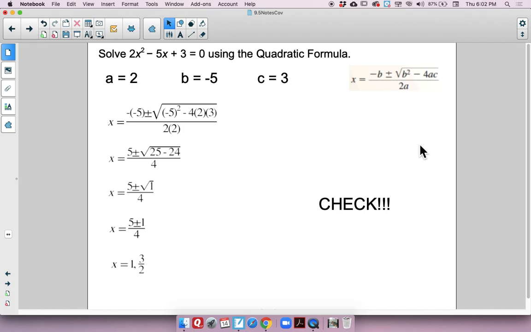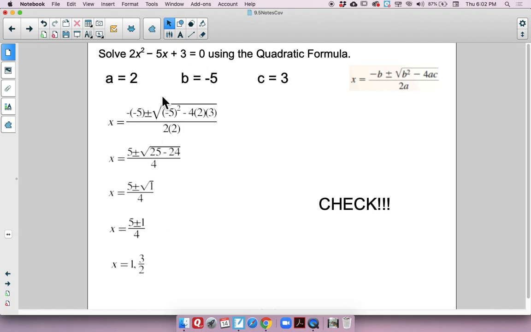Now I want you to notice something. By the way, could we check these? Of course we could. We could plug in and check them. We can go ahead and do that. If I plug in a 1, 1 squared is 1 times 2, so I get 2 there. -5 times 1 is -5, and then plus 3, so I have 2 minus 5 plus 3. Does that equal 0? Yeah.